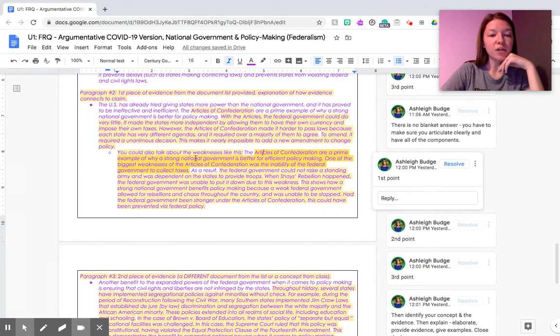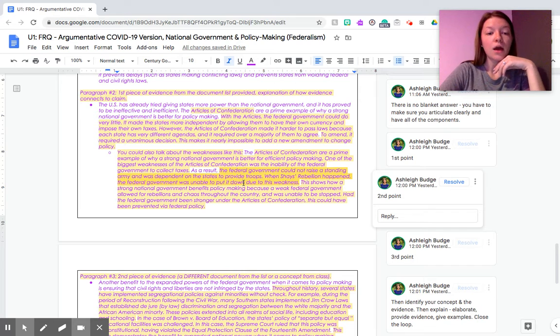Okay, one of the biggest weaknesses of the Articles of Confederation was the inability of the federal government to collect taxes. As a result, the federal government could not raise a standing army and was dependent on the states to provide troops. When Shays' Rebellion happened, the federal government was unable to put it down due to this weakness. That's my second point. That is a very clear articulation that I, as the writer, know what the Articles of Confederation did and why it was weak.